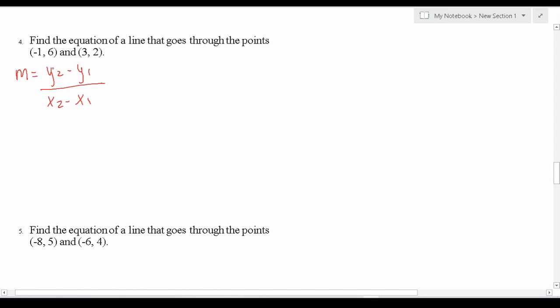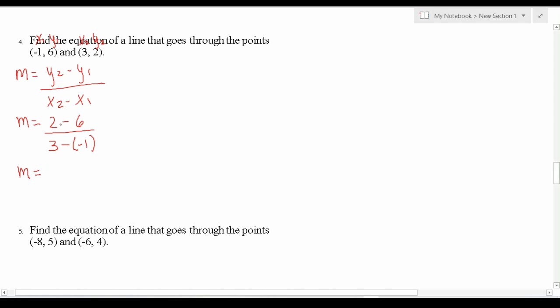And if it's helpful, you can always label your ordered pairs before you proceed. I always do it so that I can stay organized. If I call this x1, that's going to mean this is y1. If I call this x2, this is going to be y2. So let's just plug those things in. Again, I call this y2, so that's 2, minus y1, which is 6, over x2, that's 3, minus x1, which is negative 1.